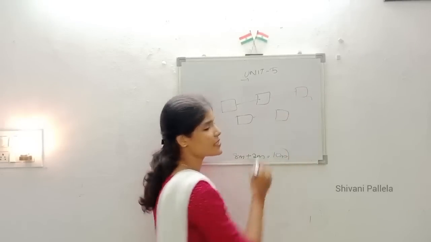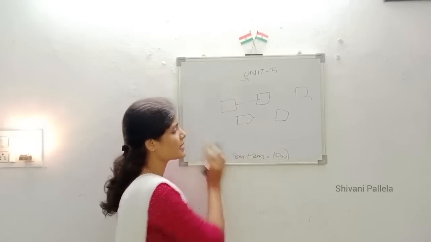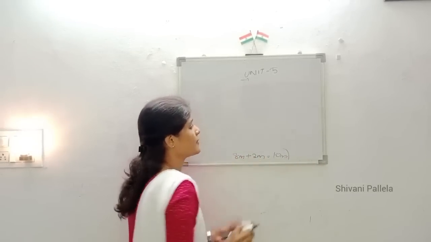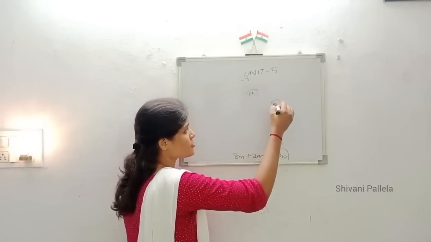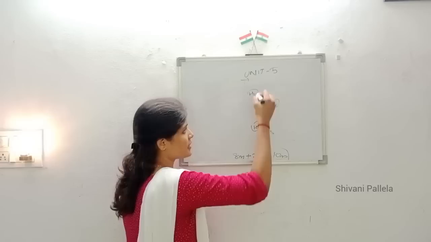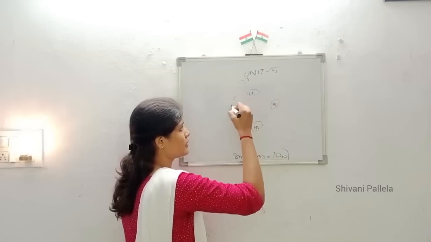This is a bus topology diagram. Draw this diagram and explain about the bus topology. Ring topology: H1, H2, H3, like this ring, H4.